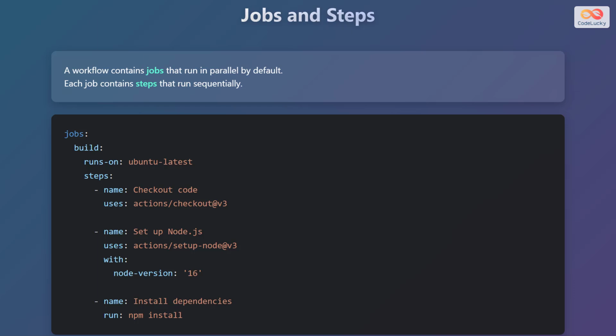Within that, there is a job called build. The build job runs on the latest version of Ubuntu. The build job contains steps. First, it checks out the code, sets up Node.js, installs dependencies, and then performs the linting.